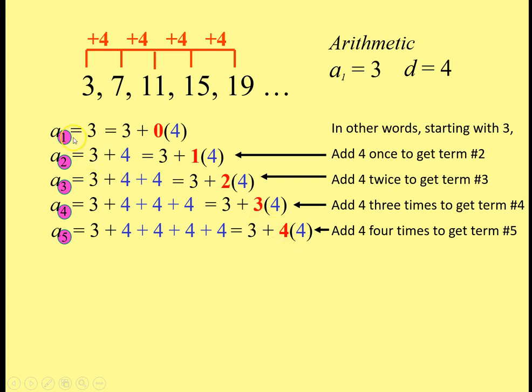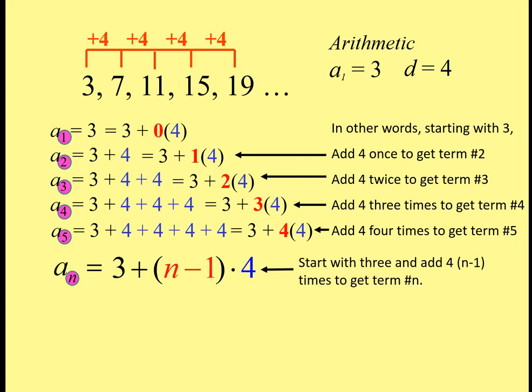For term number 1, we add 4 0 times. For term number 2, we add 4 1 time. For term number 3, we add 4 2 times. For term number 4, we add 4 3 times, etc. So what would we do for term number n? We would add 4 n minus 1 times.